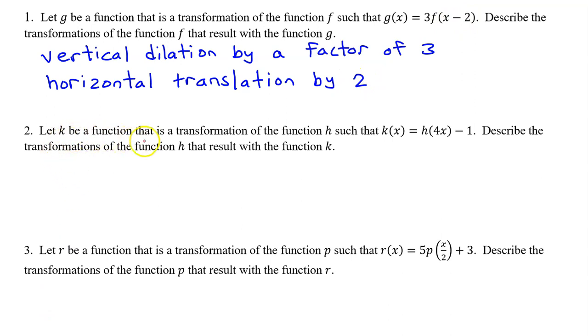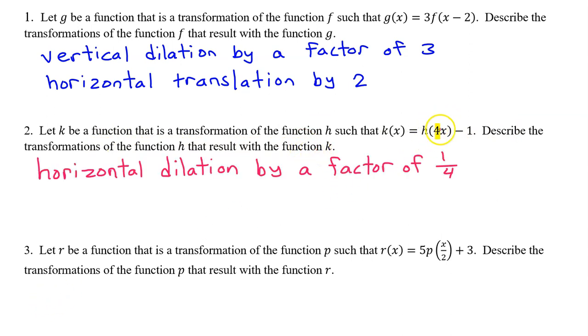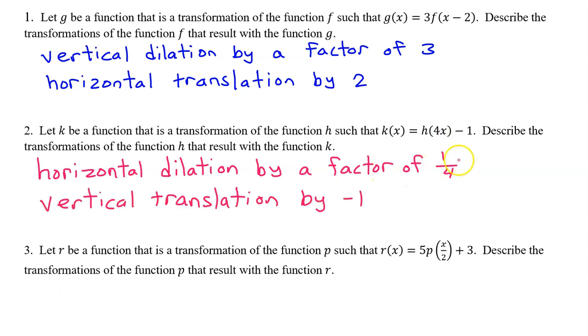Number 2, let k be a function that is a transformation of the function h, such that k of x equals h at 4x minus 1. Describe the transformations of the function h that will result with function k. A number multiplying on the inside is a horizontal dilation, but horizontal transformations are the opposite of the way they look. So a number bigger than 1, like 4, will be a horizontal dilation by a factor of 1/4. And the negative 1 on the outside is a vertical translation by negative 1.